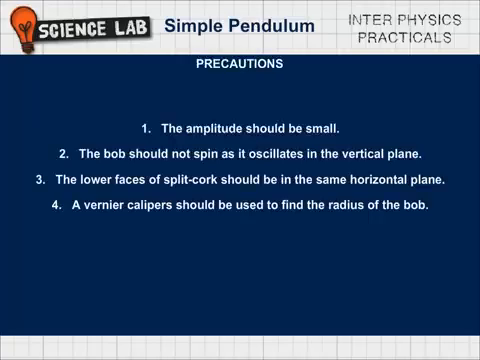Precautions: 1. The amplitude should be small. 2. The bob should not spin as it oscillates in the vertical plane. 3. The lower faces of the split cork should be in the same horizontal plane. 4. A vernier calipers should be used to find the radius of the bob.